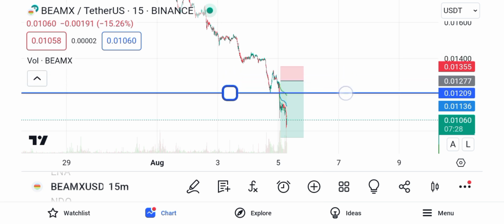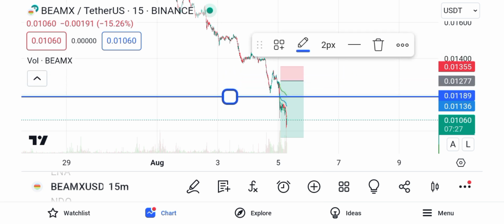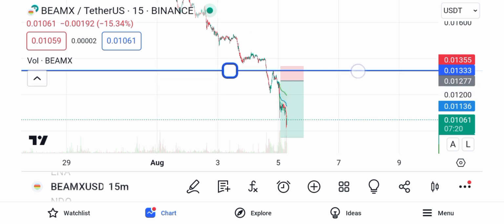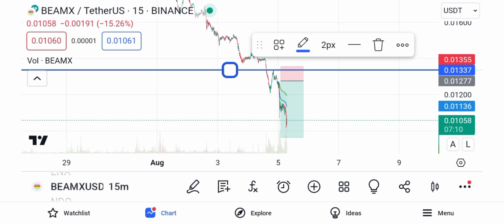So first of all, what I did, I took my horizontal line, I pressed on this place, and that is the resistance level. And now I set my stop loss at that point.